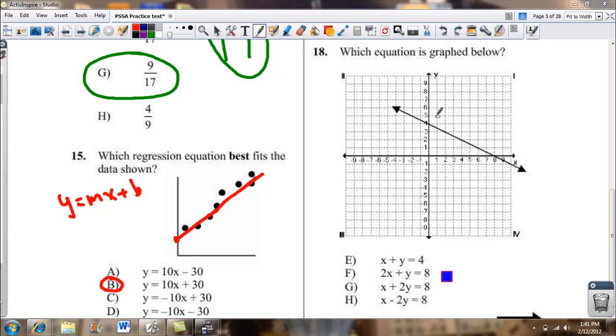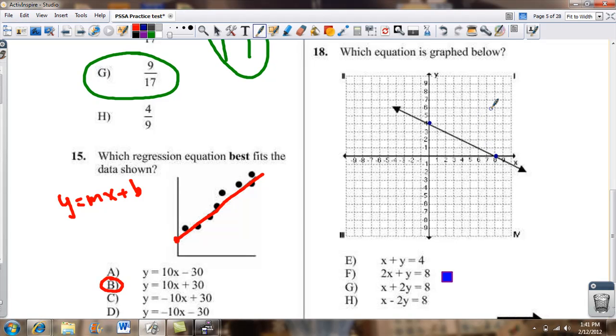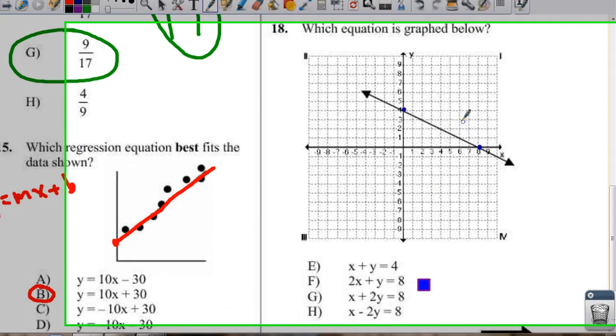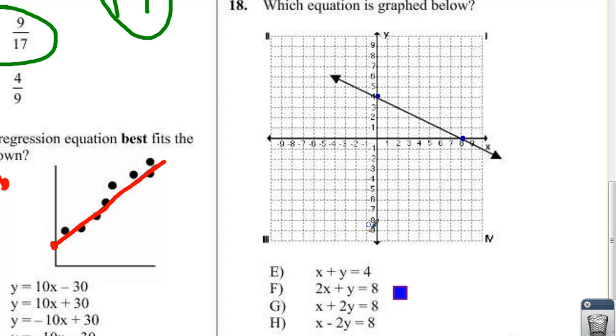Okay, number 18 is asking us to write an equation of this line. Now I'm going to show you how to do this if this wasn't a multiple choice. So I'm going to show you the long way first, but then I'm also going to show you a technique that you can use. Since this is multiple choice, you can just eliminate some of the choices and find the correct answer. But really, the long way is y equals mx plus b.